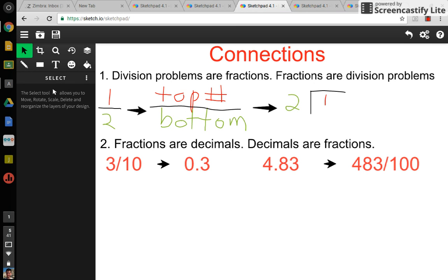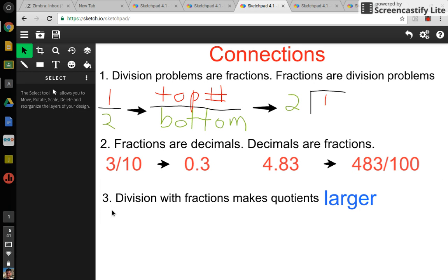Another thing that's very important is that fractions are connected to decimals. Fractions are decimals, and decimals are fractions. For instance, 3/10 can also be written as a decimal, as in 0.3, or another way to say this is 3/10. In this case, 4.83 can also be written as 483 over 100. So just remember there's a connection between decimals and fractions.